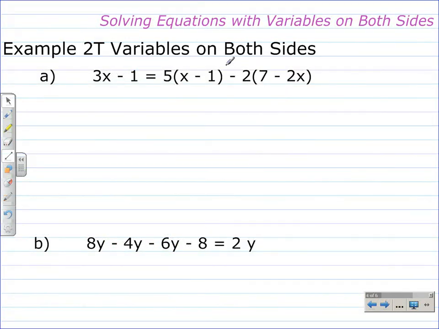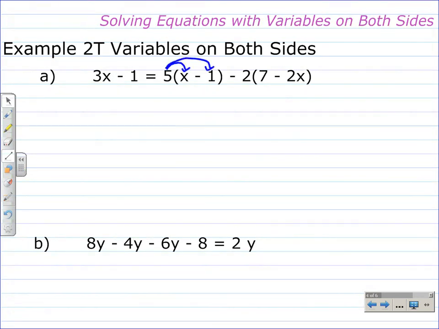Example 2 has two problems for us. The first problem is 3x minus 1 is equal to 5 times the quantity x minus 1 minus 2 times the quantity 7 minus 2x. This seems like a pretty scary problem, but it's really not. The first thing we need to do is eliminate the parentheses using the distributive property.